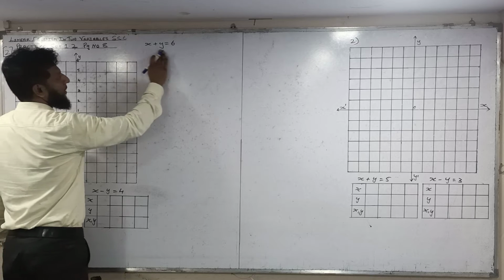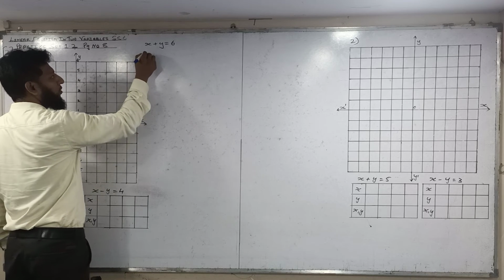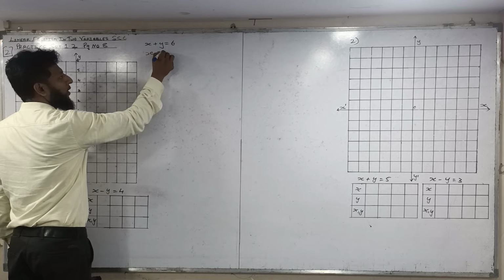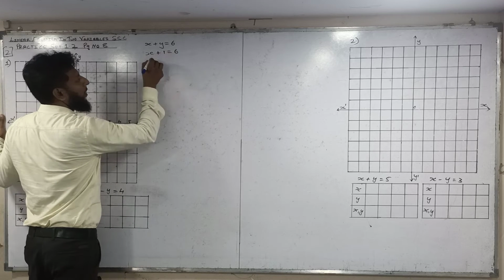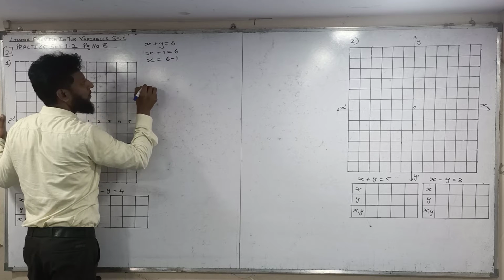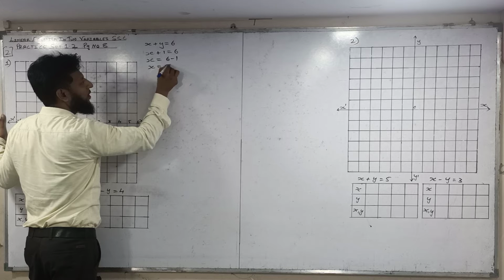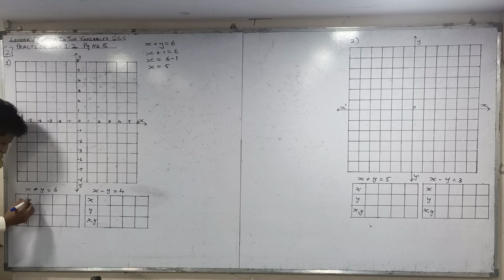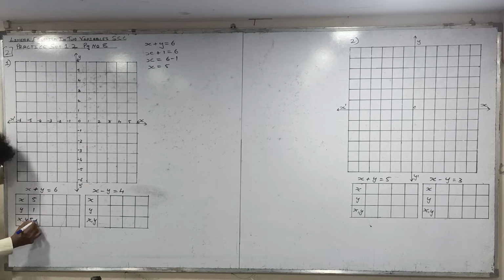So I have written the equation x plus y is equal to 6. One value I am taking on my own. For example, I am taking y value 1. So write y value 1 first, then solve it. x is equal to 6 as it is, 1 will go there as -1. So x is equal to 6 minus 1, which is 5. So I get x value 5. Now write this point: 5 and 1.